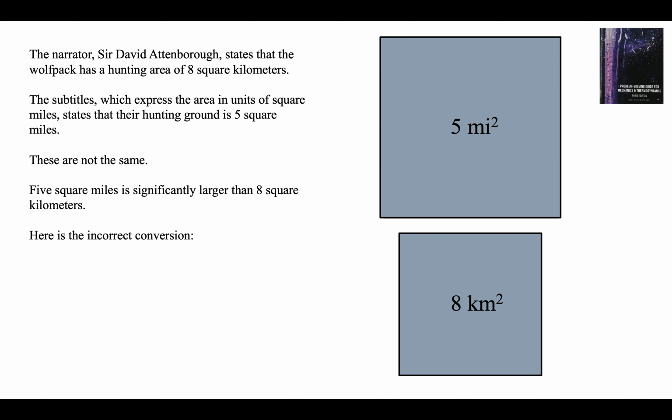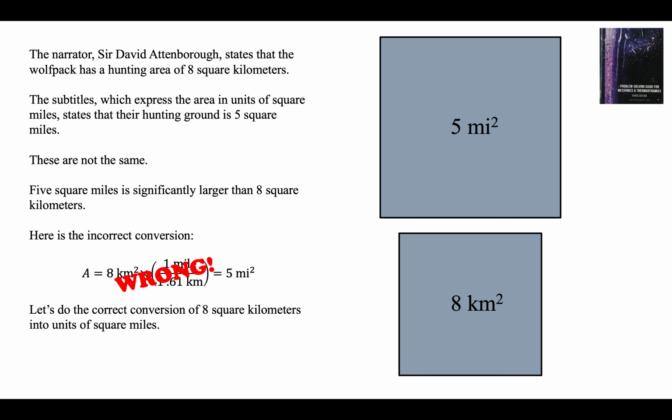Here's the incorrect conversion. This is a very common mistake. 8 square kilometers, and then they convert, and they get square miles. But this obviously is not right because the units aren't square miles. Units are kilometers miles, which is not the unit of an area. This is wrong. Let's do it correctly.